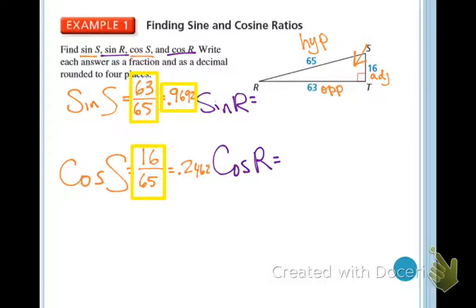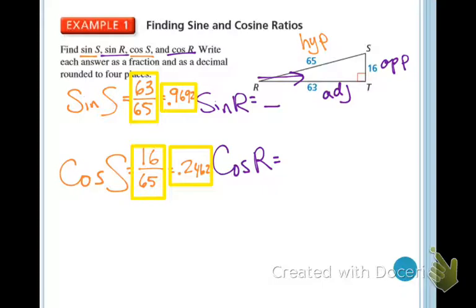So now we're going to do the other half of the problem about angle R. So what part of my triangle will change? My opposite and my adjacent. What is now opposite of R? 16. And what is adjacent? 63. Good.